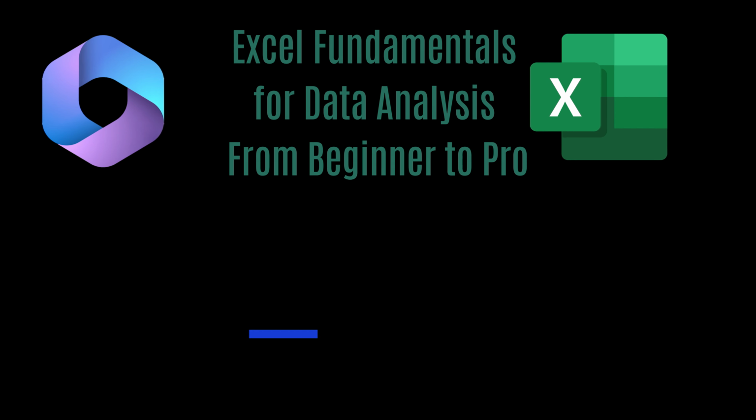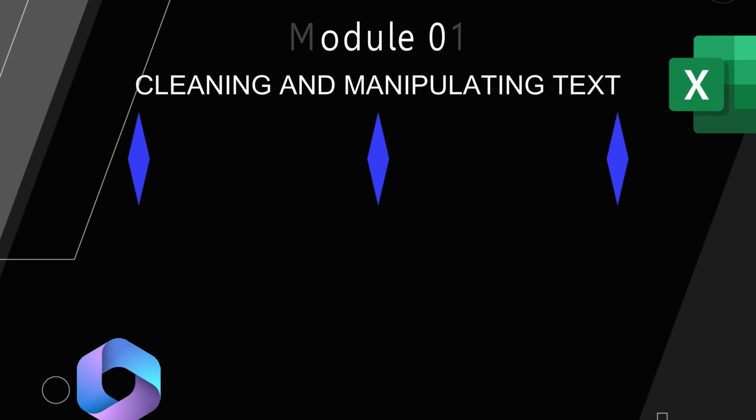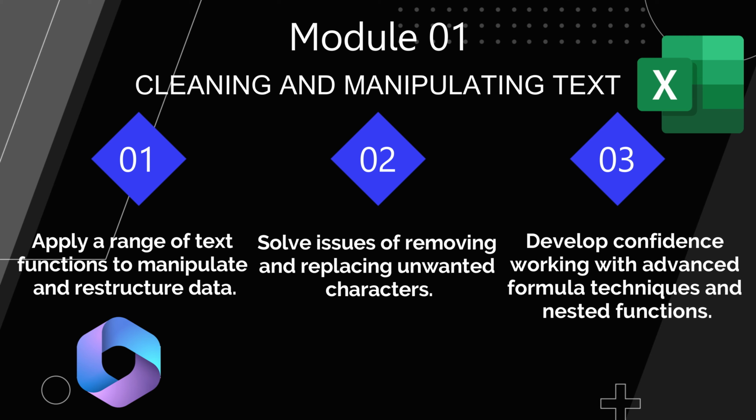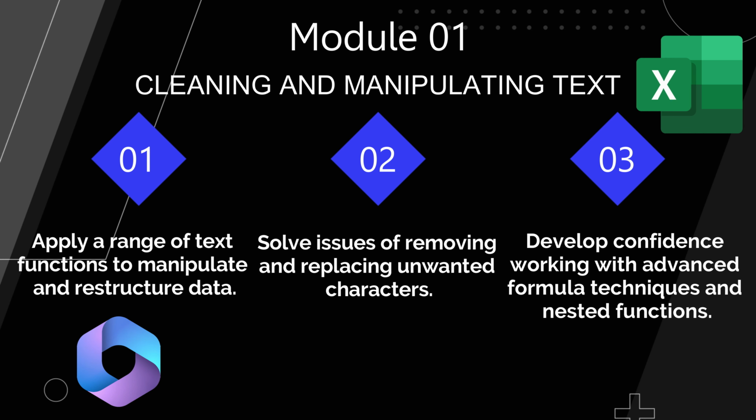In module 1, you will learn cleaning and manipulating text. This module is divided into three parts. In part 1, applying a range of text functions to manipulate and restructure data. In part 2, solve issues of removing and replacing unwanted characters. In part 3, develop confidence working with advanced formula techniques and nested functions.